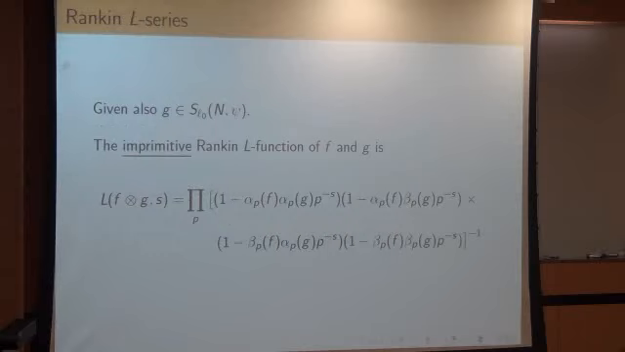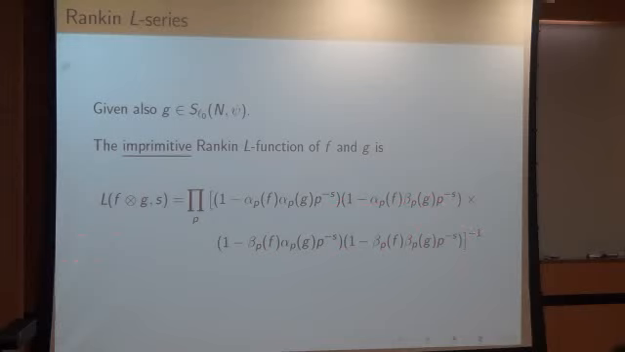Defining it directly in terms of the Euler product, if I have another modular form g which has some other weight and character, then you take all possible products of alpha p of f and beta p of f with alpha p of g and beta p of g. It's a degree 4 Euler product, so it doesn't fit on one line, so I broke it up over 2.